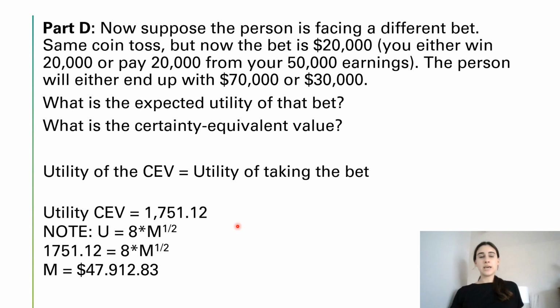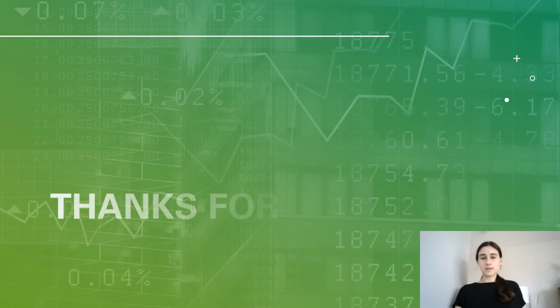In this case, m is $47,912. If you recall, in the previous bet, the CEV was higher at $49,874. So in other words, when the individual is taking a smaller bet, they required more money to convince them not to take the bet. This encapsulates the concept of risk aversion. Individuals don't want risk, and the more risk involved, the more money they will take to compensate for the utility lost from that risk. That is all for this tutorial.